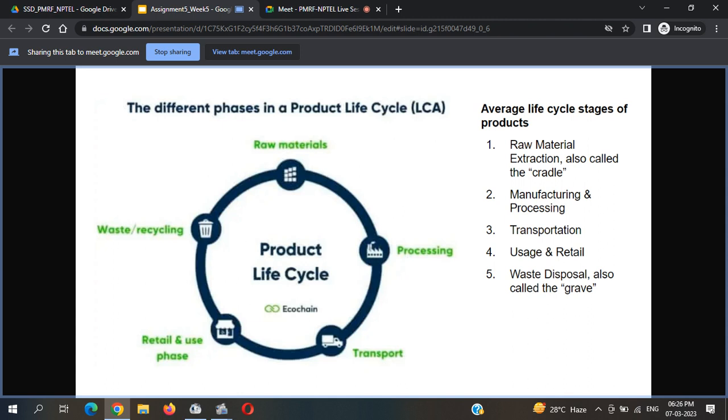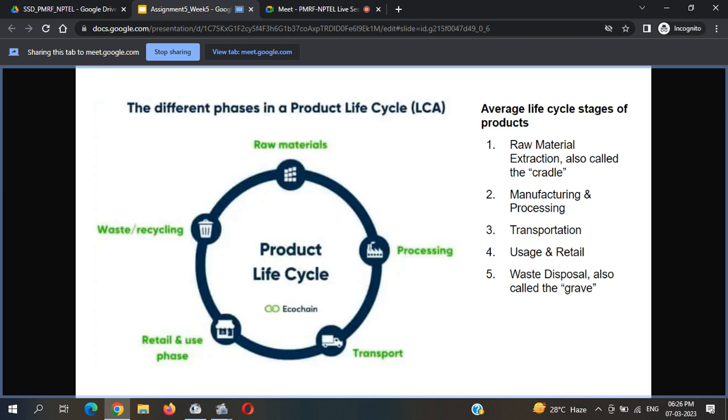Gate is the factory gate. So it represents the phase of product life cycle when the product has been manufactured but it has not still left the gate of the factory. And site means the product has been manufactured and it has left the factory gate and it has reached where it is to be distributed to the end user.